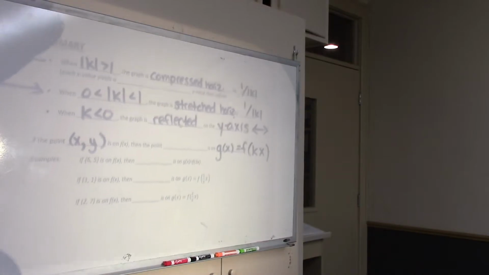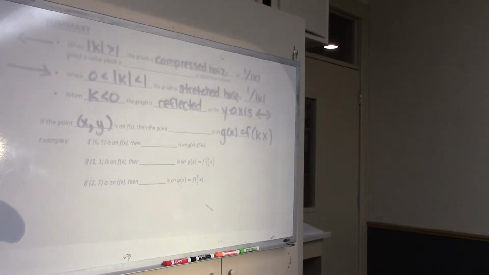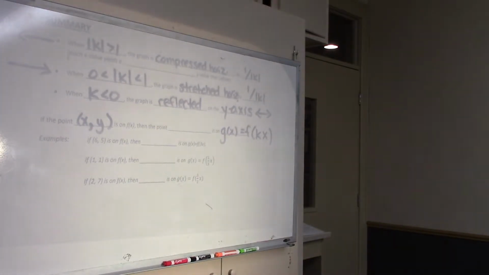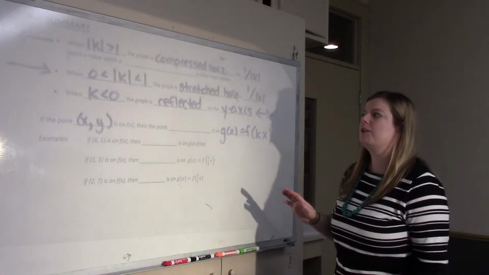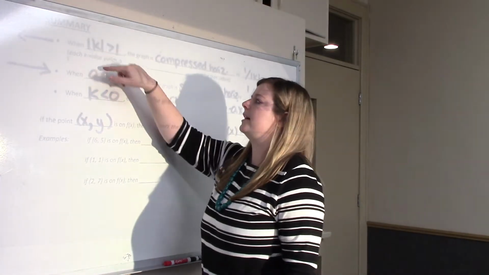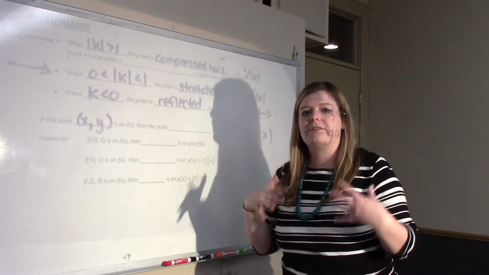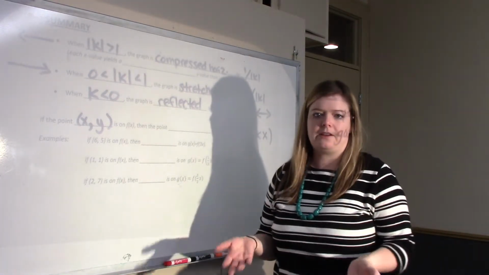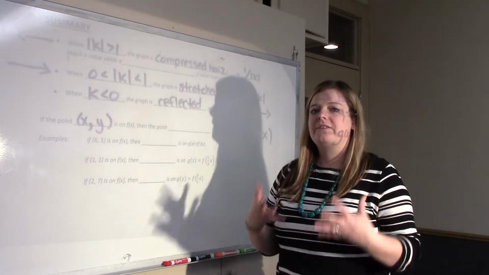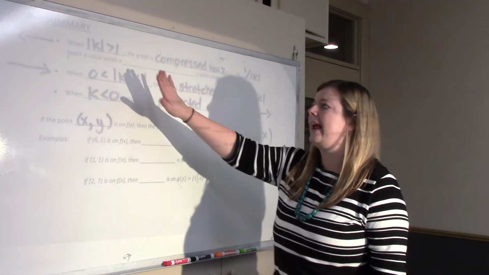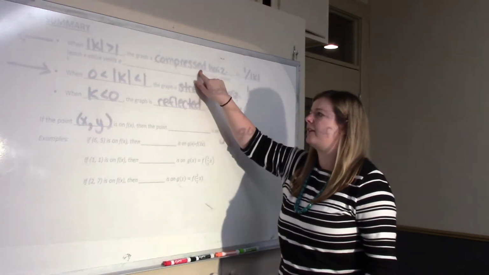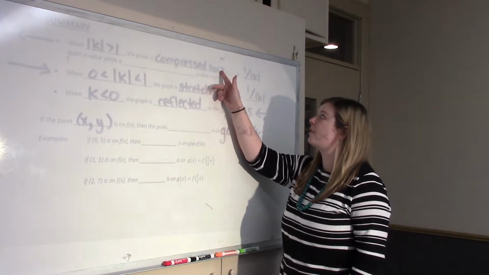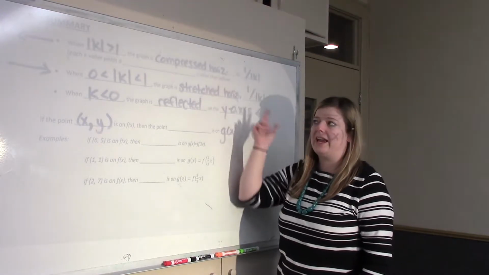So this is really the important part of the note, this summary. So this is what k does. Notice I have absolute value signs here because I'm just looking at the value of k, not whether it's positive or negative. So if k is greater than 1, then that is actually a compression, okay? That means it's compressed horizontally by 1 over k.